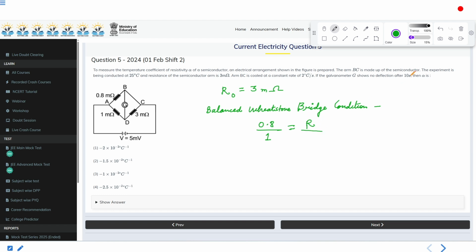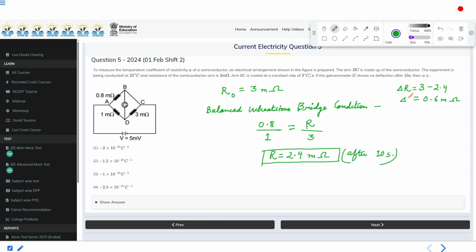So it is after 10 seconds when it is cooled at 2 degrees Celsius per second. So R upon 3 will result in R equal to 2.4 milliohm. So after 10 seconds, when we are cooling this BC arm at a rate of 2 degrees Celsius per second, R will be 2.4 milliohm. Then the difference, delta R, will be 3 minus 2.4, that is 0.6 milliohm.